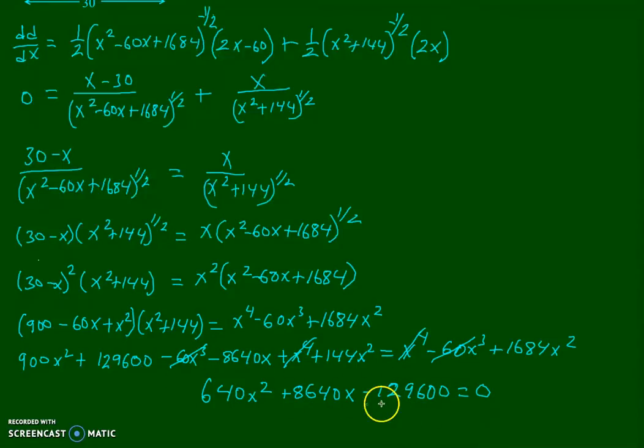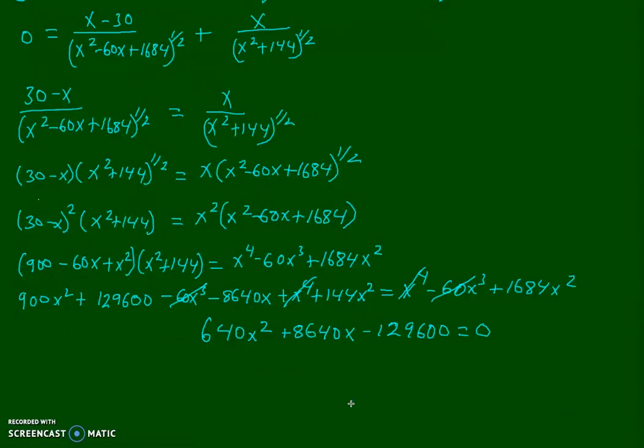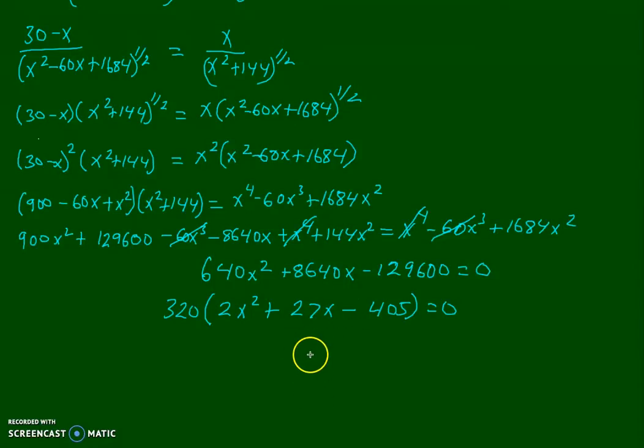So we can factor 320 out of each one of these terms. That gives us 320 times 2x squared plus 27x minus 405 equals 0. So I'm not going to bother factoring this. I'm just going to go straight to the quadratic formula. So negative b plus or minus the square root of b squared minus 4 times 2 times negative 405, all over 2a, which is 4.